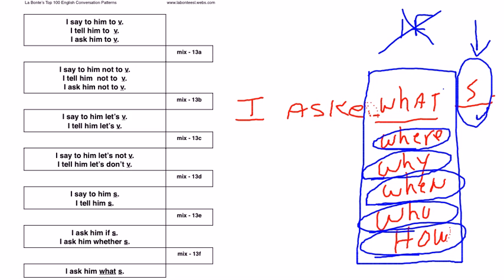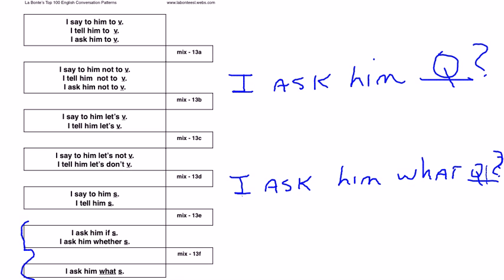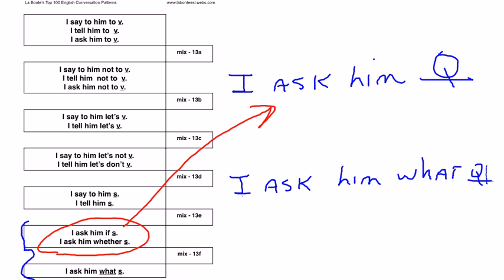In conversation, you will find two variations of this pattern. The first here, sometimes you'll hear, I asked him, did he go? I asked him, does he like her? On the bottom pattern here, I asked him, what did he do? So instead of the sentence, the question is used.